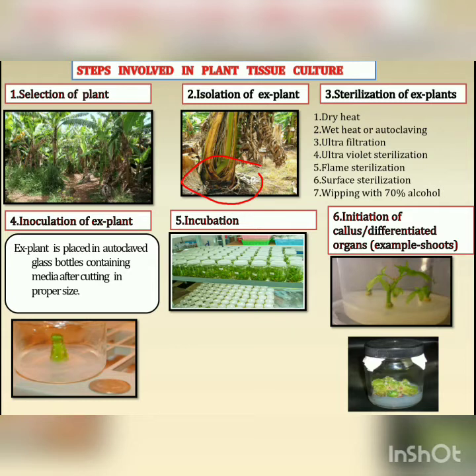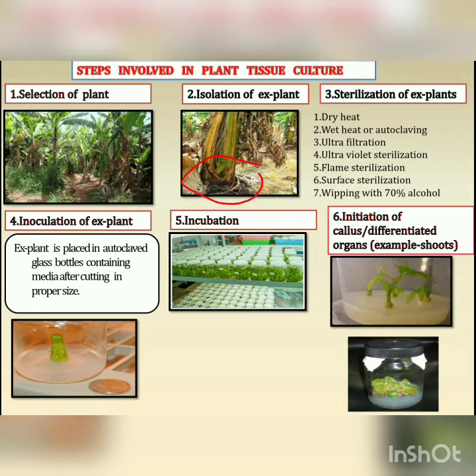If any of the students know, please name the media which we use in plant tissue culture in the comment section below. I would be happy if students know this. I think at this point you should know what that media is which we use in plant tissue culture. Now in laminar airflow, after cutting the explant to the proper size which we want, we will inoculate it in the glass bottles.